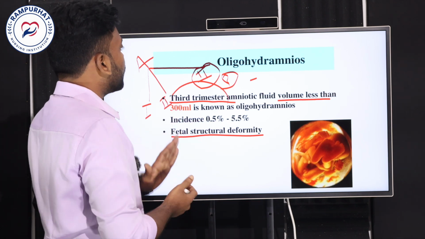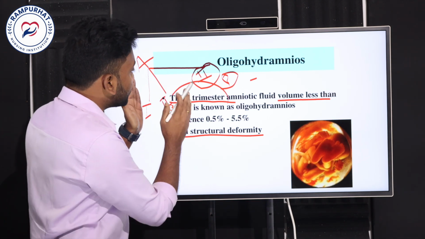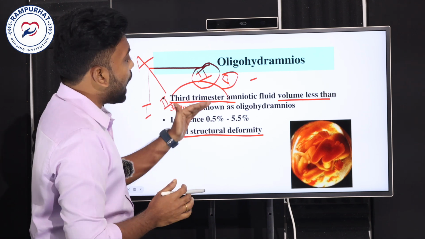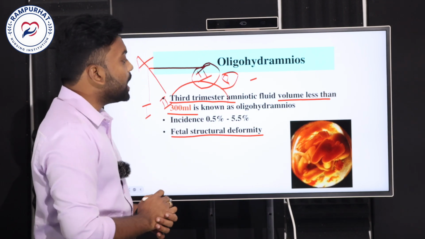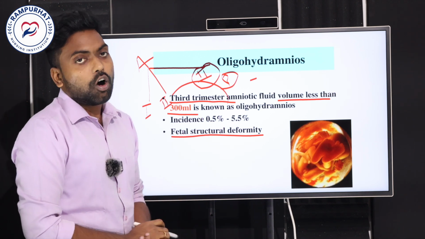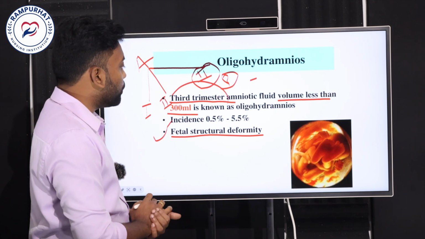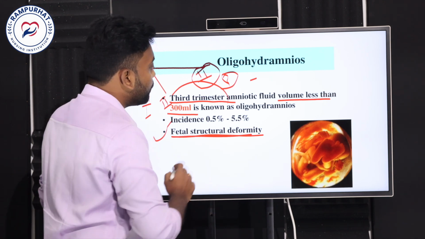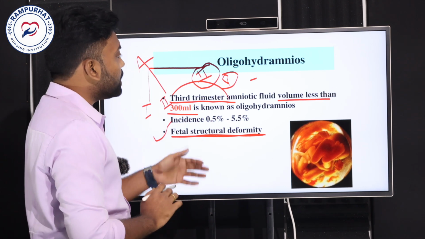So our condition is called oligohydramnios. We can see at the third trimester, if the amniotic fluid is less than normal, so how much? If it is 300 ml, that will be called oligohydramnios. So what will happen in the case of oligohydramnios? The fetal structure will get deformity. Structural abnormality may occur.